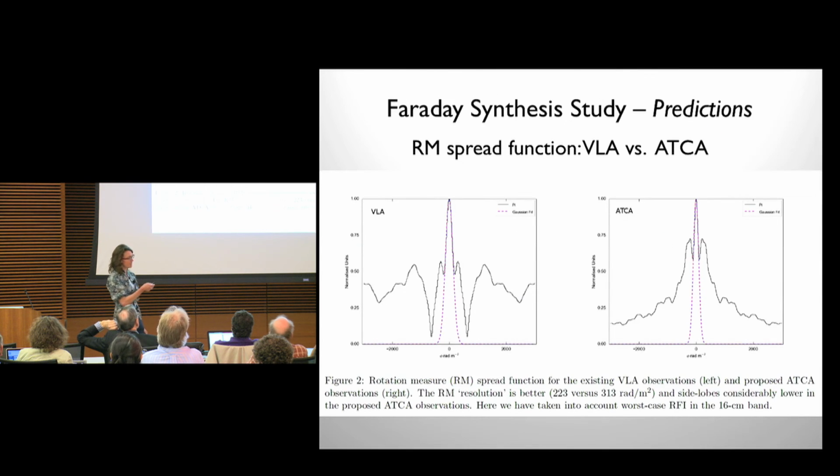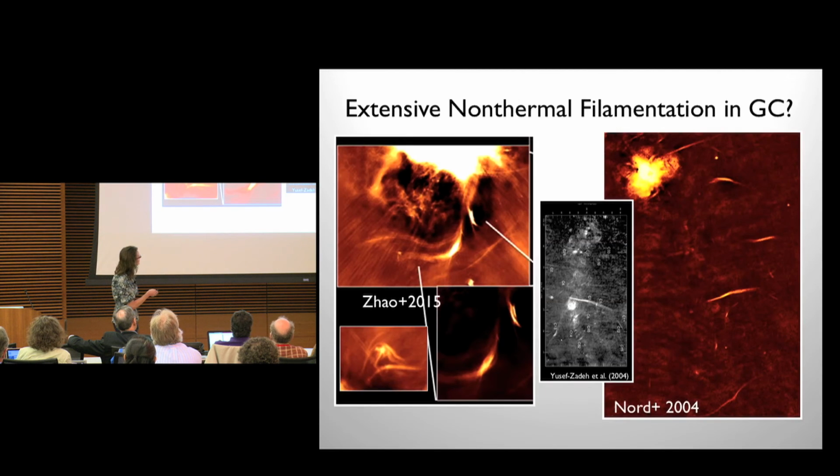To do this in much greater detail, we will be employing the Faraday Synthesis technique, and this will be vastly improved with our Australia Telescope Compact Array data because we have complete coverage from 1 to 10 gigahertz, as opposed to our VLA data, which is broken up into chunks. And so we'll look forward to working on that this summer.